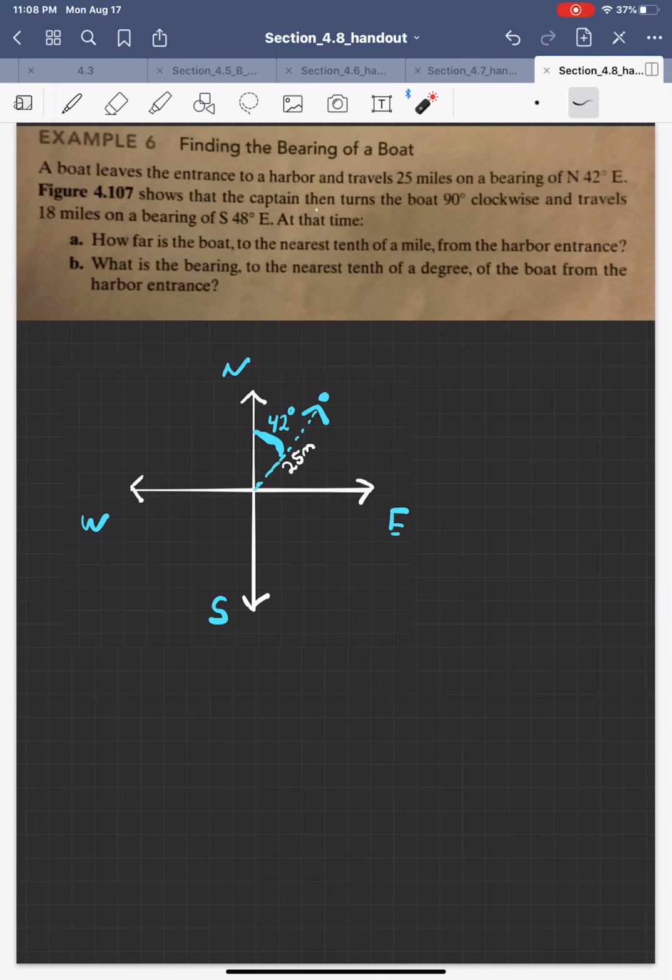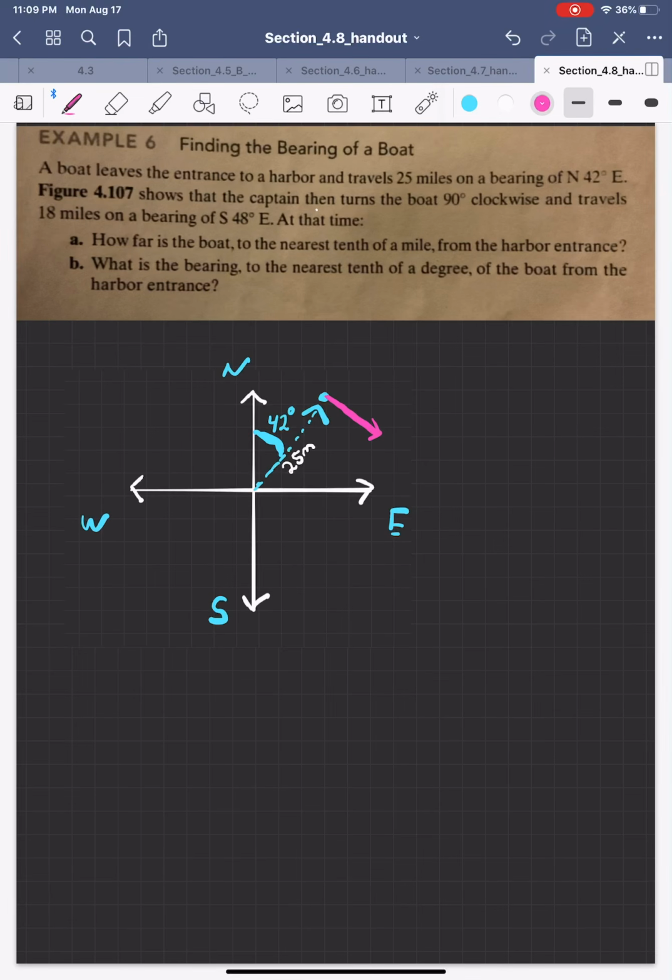Well, I don't know what happened, but somehow you decided, maybe you're doing some island hopping, but somehow the captain says, let's turn around. Let's actually not turn around. Let's actually turn 90 degrees clockwise and then travel 18 miles on a bearing south 48 degrees east. So does that make sense? So you're right here. You traveled 25 miles on north 42 degrees east, and all of a sudden you guys decide, all right, let's go on a new bearing.